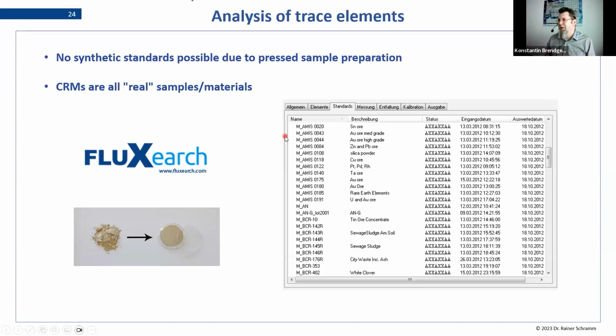And again, we have the standard list from our method here, with a description of the material. Just to give you an idea, this is only part of all the standards that we have implemented into our method. The list goes on and on, but you can see these are a lot of different materials, and they were added over time, depending on availability, basically.